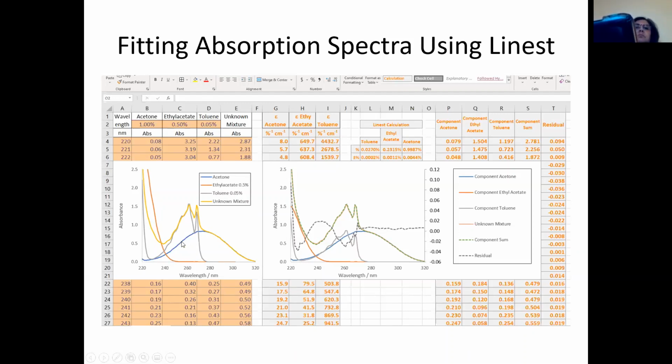So there's a mixture and three standards, and we're going to presume that by adding up these three spectra using different coefficients, we can match this mixture spectrum, right? So we are in search of three values by which we can multiply the acetone, the toluene, and the ethyl acetate, and arrive then at a spectrum that looks exactly like the spectrum of the mixture.